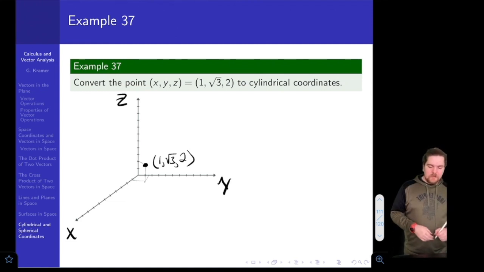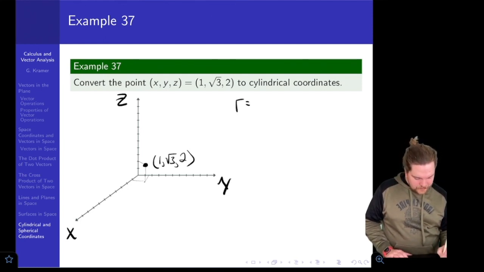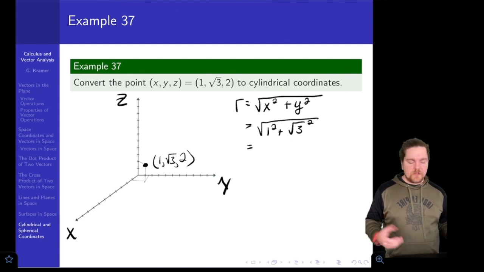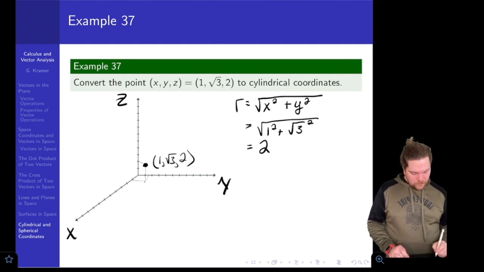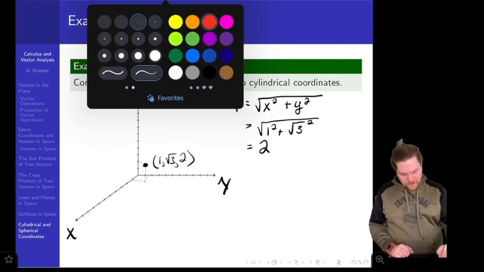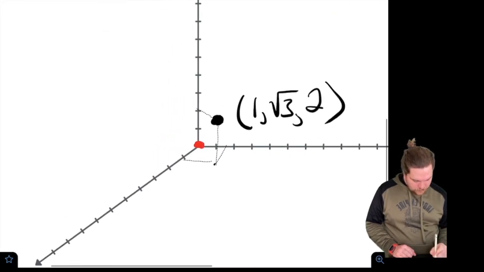rectangular to cylindrical coordinates, we have that r is equal to the square root of x squared plus y squared. So that's going to be the square root of 1 squared plus the square root of 3 squared, well, that's going to be the square root of 1 plus 3, which is the square root of 4, which is 2. So remember, that value of 2 is the distance from the origin to the projection of the point down into the xy plane.